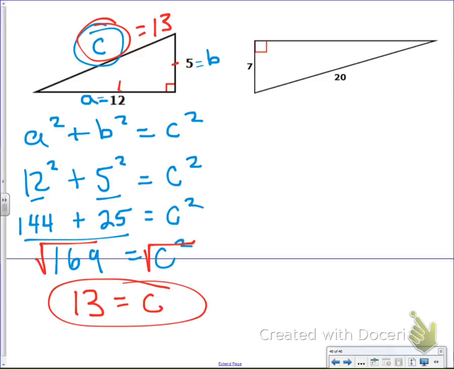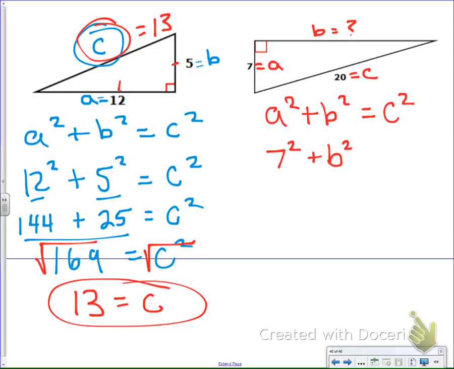Now, if we come over to the right, sometimes they look a little bit different. If you notice on this one, starting off again with my formula, a squared plus b squared equals c squared. Now this time, I have the c. I have my hypotenuse. They gave it to us. I'm going to call that a, but what I'm missing is b on this one. So again, I'm going to substitute into my formula exactly what I have. I know a is 7 squared plus b squared equals 20 squared.